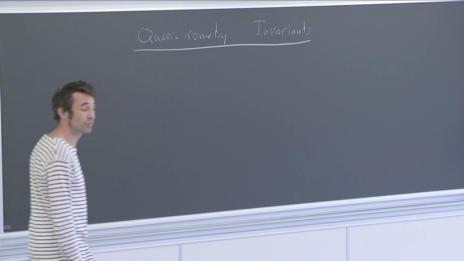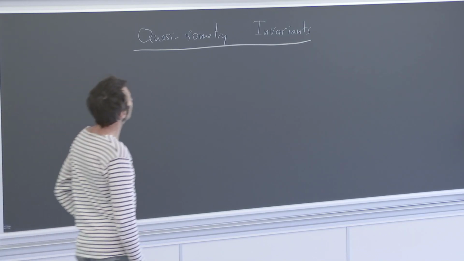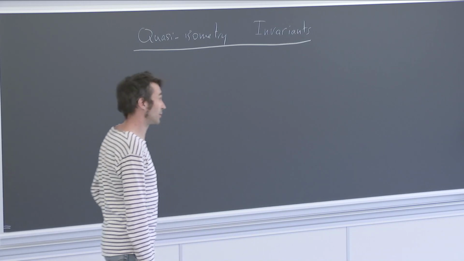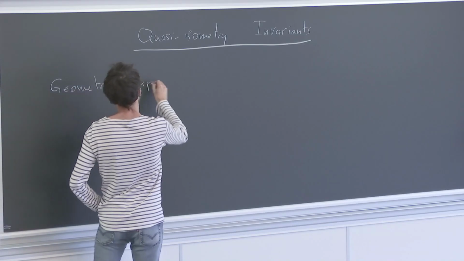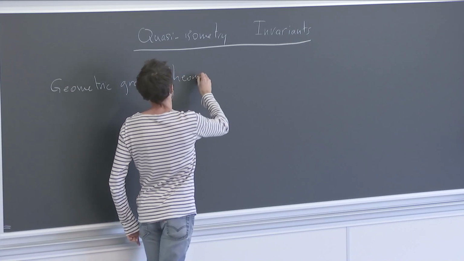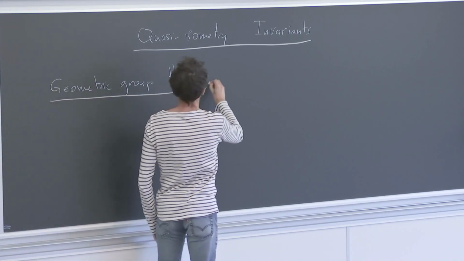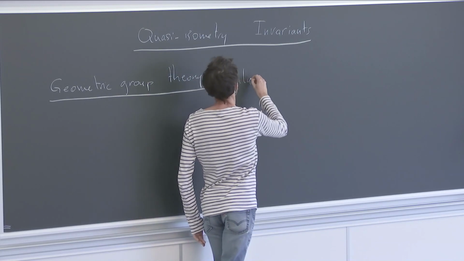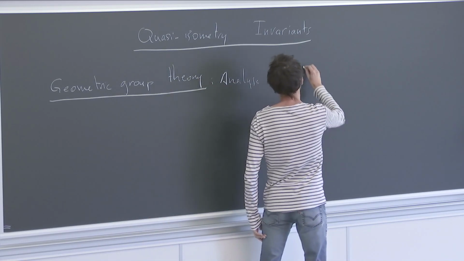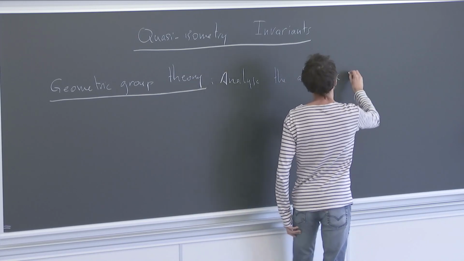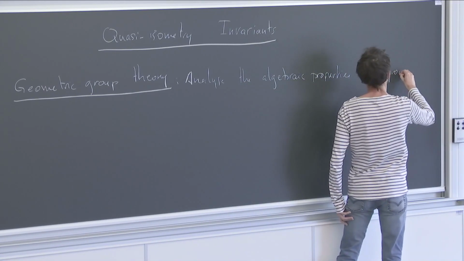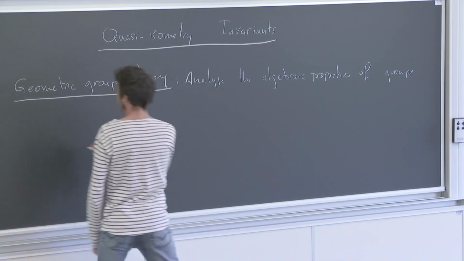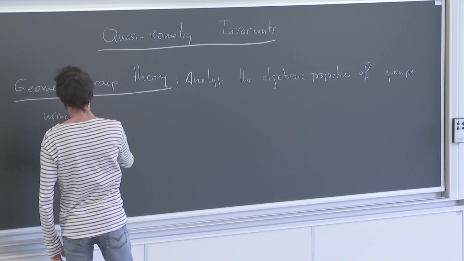But first, I would like to start with explaining a little bit what geometric group theory is about. So geometric group theory: what we're trying to do is to analyze the algebraic properties of groups using geometric methods.